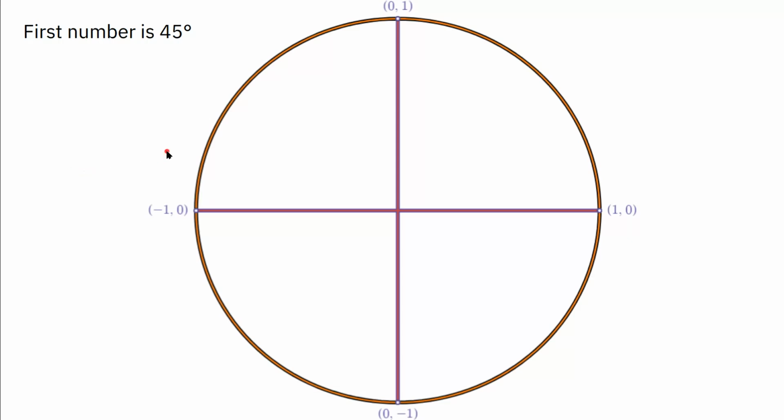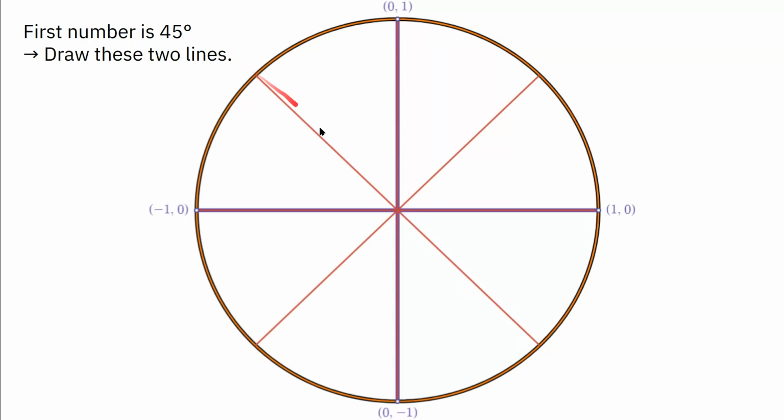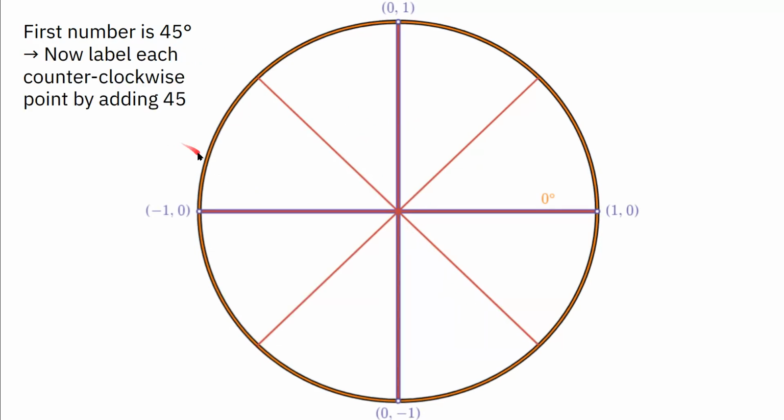So like I said, the first number is 45, and we want to draw the angle lines. So just halfway between the x and y axis, we draw a line, just the y equals x and y equals -x lines. And then we're going to label starting at 0. Obviously, we start here. We're going to go counterclockwise, adding 45.